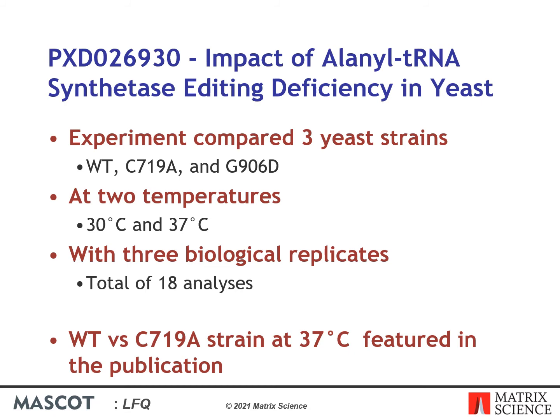Amino-acyl-tRNA synthetases are essential enzymes linked with neurological disorders in humans. The publication shows that the mutations have more general effects in yeast on the amino acid control pathway and heat shock response. The initial experiment looked at 3 yeast strains, 2 of which have mutations in the Alanyl-tRNA synthetase.